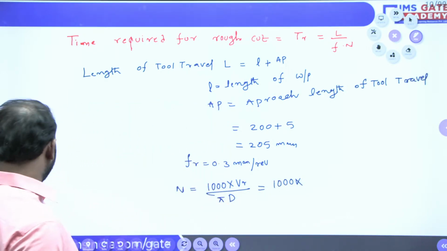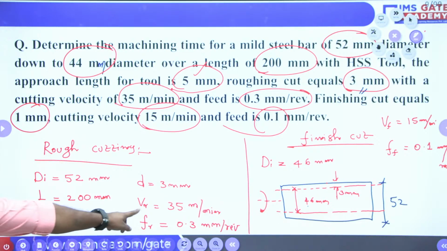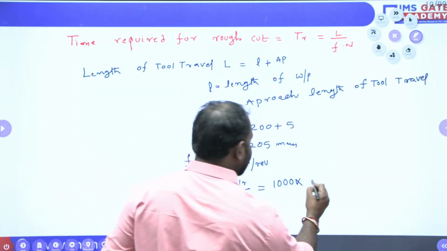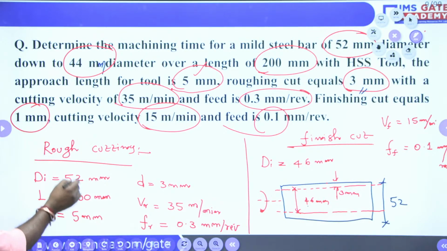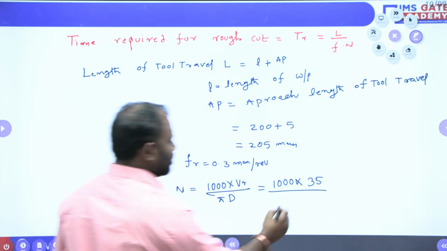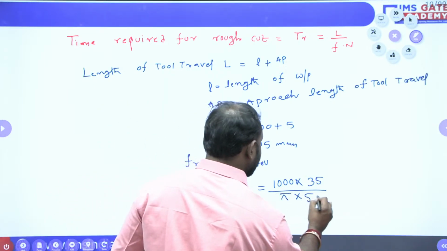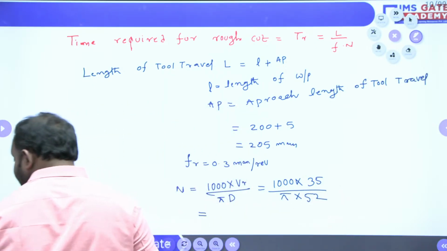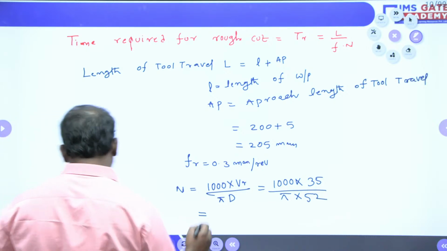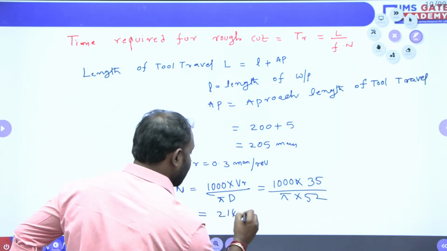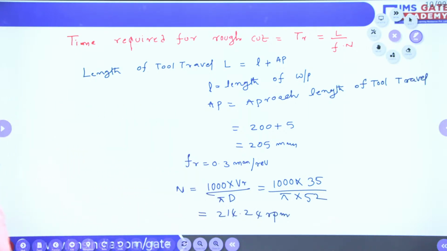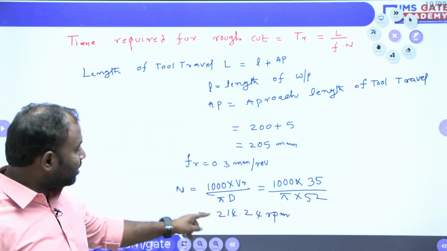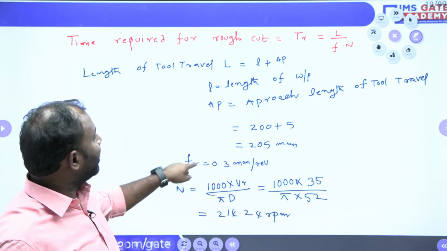Rough cut velocity is 35 meters per minute, divided by pi into D. What is D? Initial D is 52 mm. So pi into 52, such that you are going to get your RPM as 214.24. Clear, everybody? Okay. Now you got N, you got F, and you got length.